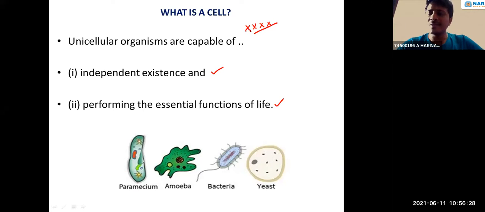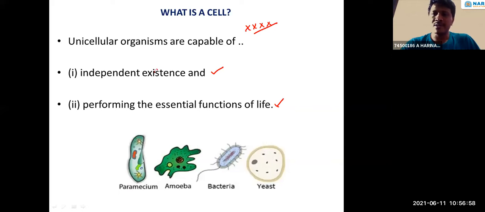So some of the organisms are unicellular, some of the organisms are multicellular. So they are made up of different kinds of cells, right? Plants also contain different kinds of cells. Animals also consist of different kinds of cells, right? But unicellular organisms are single-cell organisms. Here the single cell performs all the essential functions of life, and they have an independent existence.